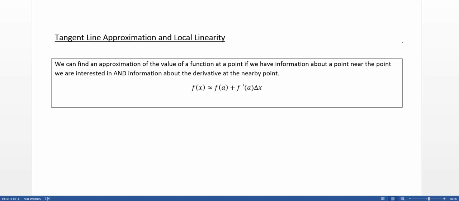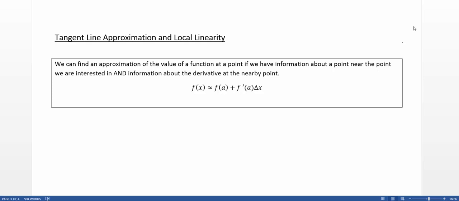Tangent line approximation and local linearity. So one of the things that's really powerful that we can do with derivatives is use the information we have about the function and its rate of change at a point to make a good prediction about what might happen at nearby points. The way we do this is something called tangent line approximation using local linearity. These refer to the same process.